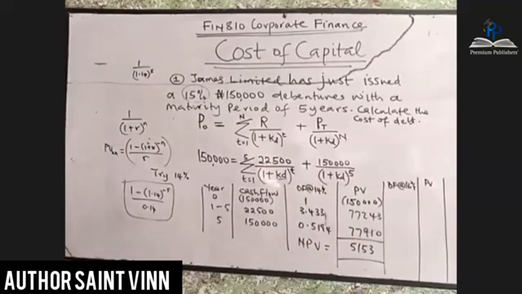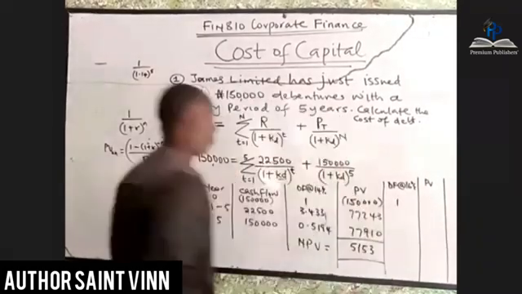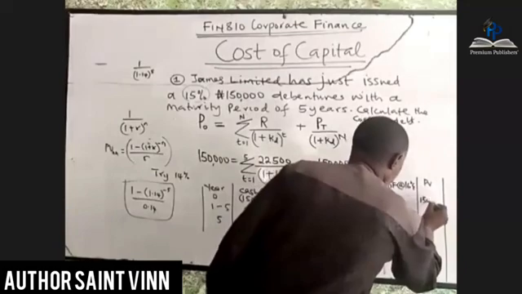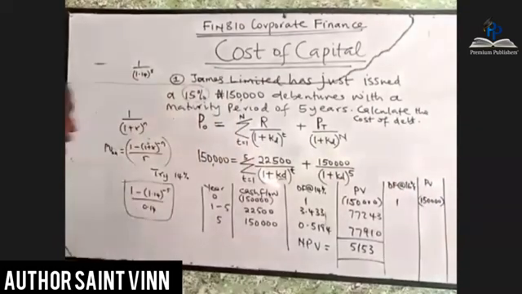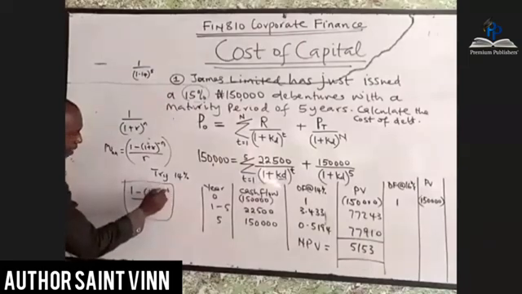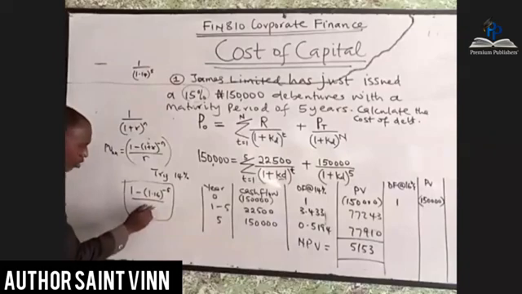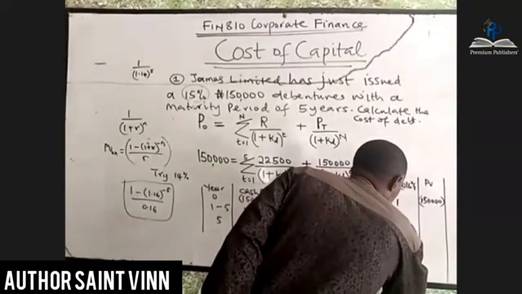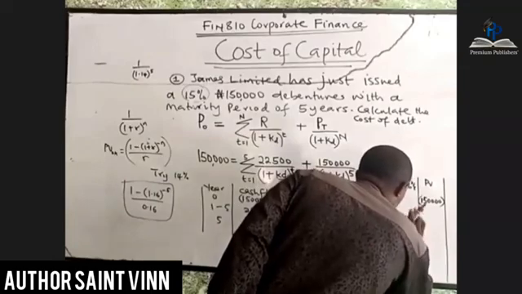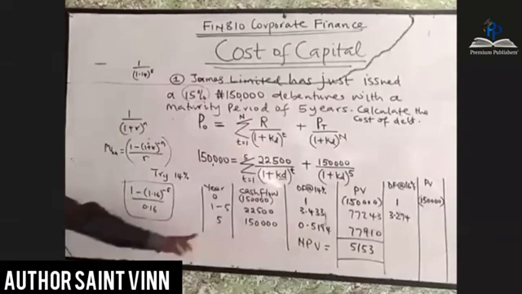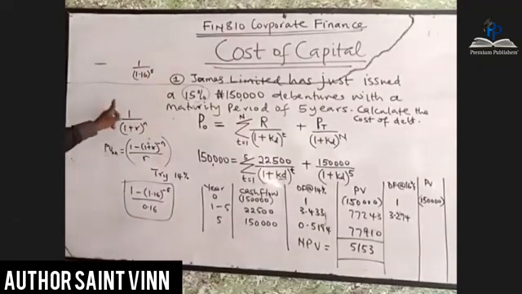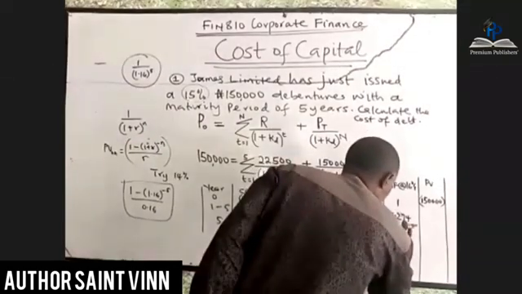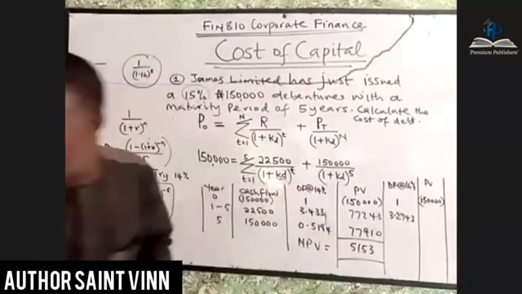Okay, so for 16%, this is the one. We multiply, we get 150,000. Now, 16%, 5 years. Somebody? 3.274. Okay, then this one is year 5. It's 1 over 1.16 raised to power 5. It's 3.2743. Okay, 3.274.